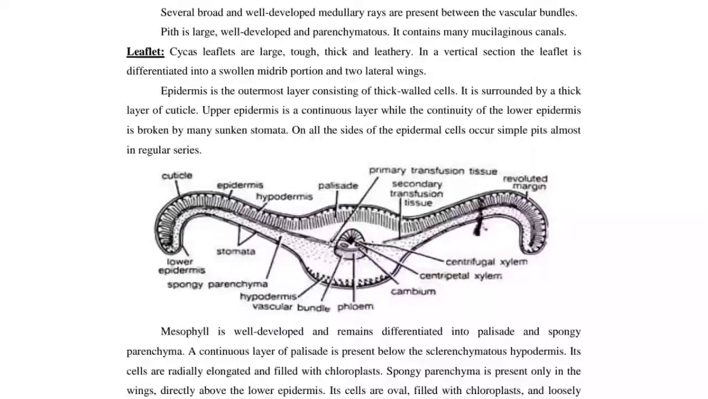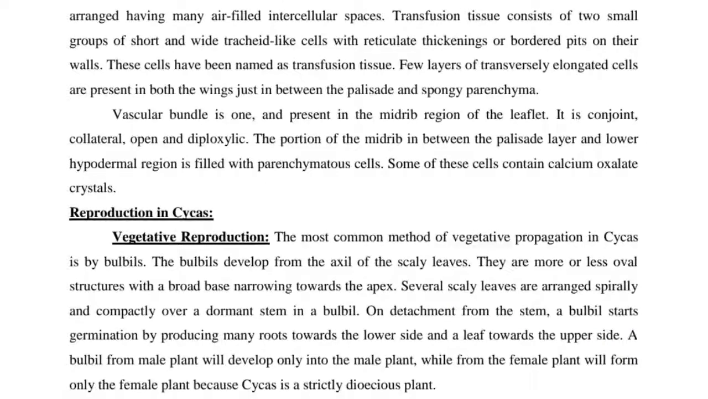Mesophyll is well developed and remains differentiated into palisade and spongy parenchyma. A continuous layer of palisade is present below the sclerenchymatous hypodermis. Its cells are radially elongated and filled with chloroplasts. Spongy parenchyma is present only in the wings, directly above the lower epidermis. Its cells are oval, filled with chloroplasts, and loosely arranged, having many air-filled intercellular spaces.